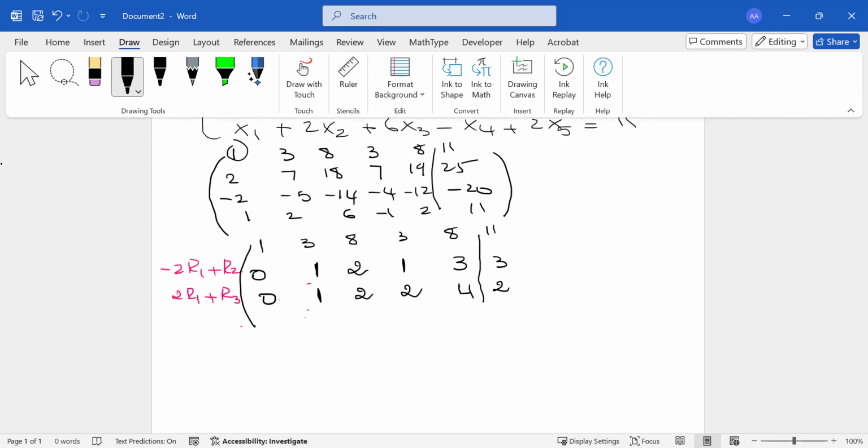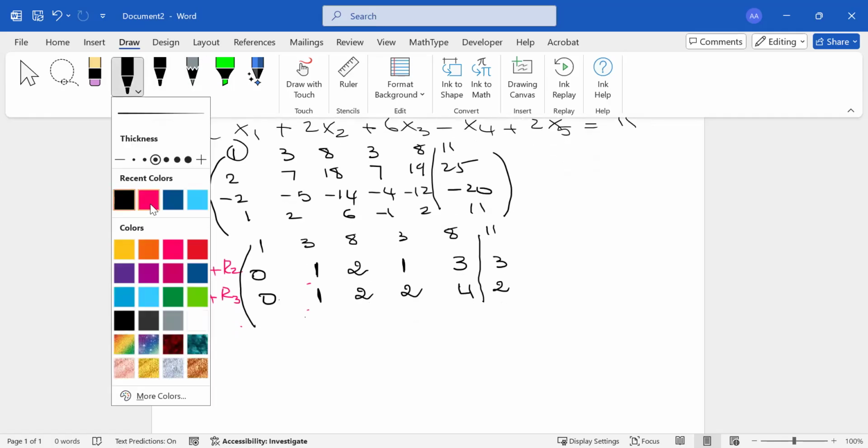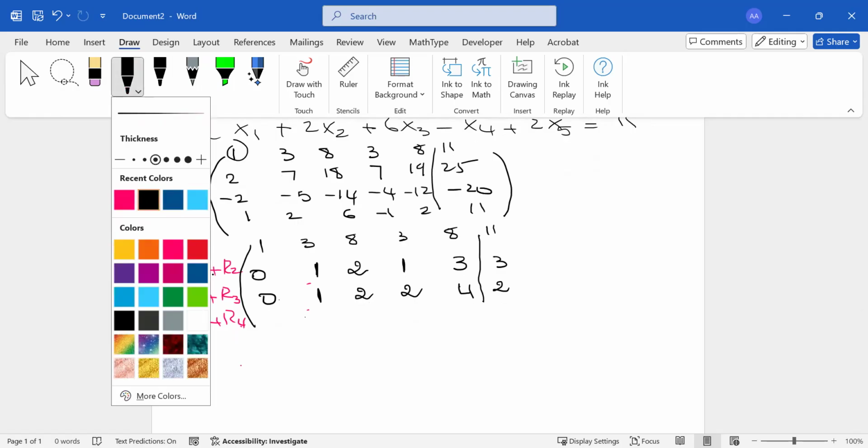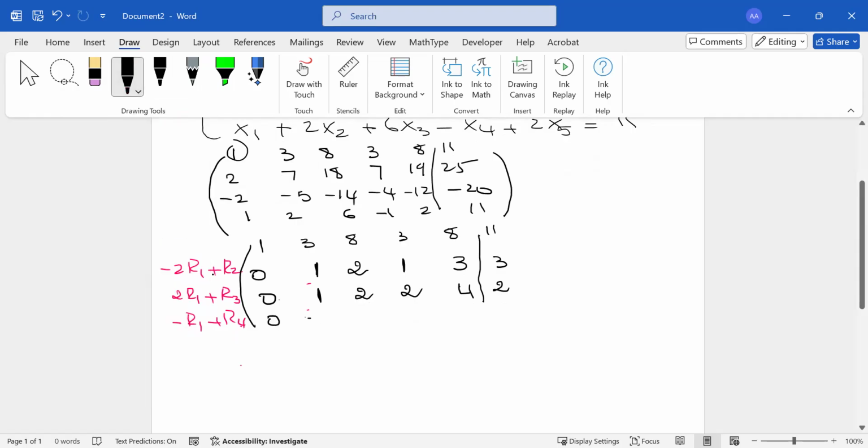And then we move to the last one, where we're going to do simply -R1 plus R4. We're just going to subtract the two rows. So 0 here, 2 minus 3 is -1. 6 minus 8 is -2. -1 minus 3 is -4. 2 minus 8 is -6. And then 11 minus 11 is 0. All right, so you got this one right here.